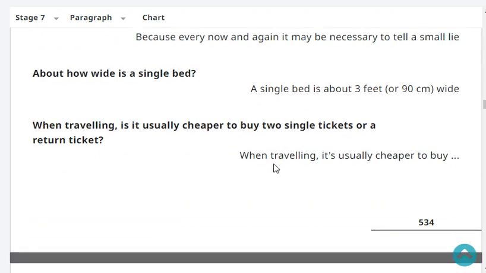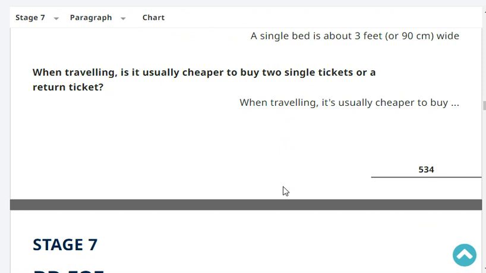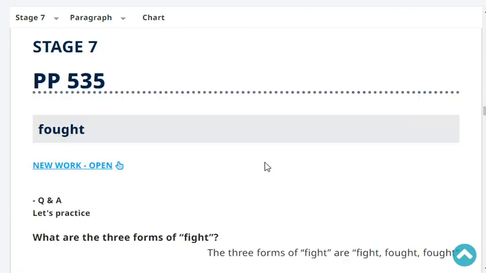About how wide is a single bed? A single bed is about 3 feet wide. When traveling, is it usually cheaper to buy two single tickets or a return ticket? When traveling, it's usually cheaper to buy a return ticket. Very good.